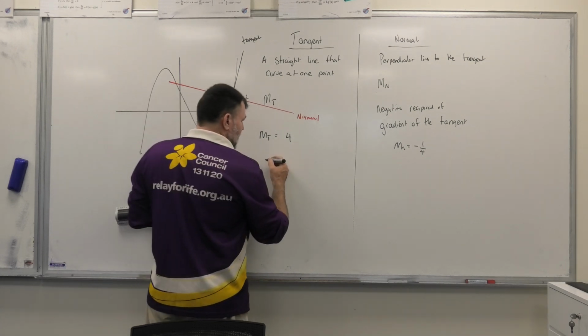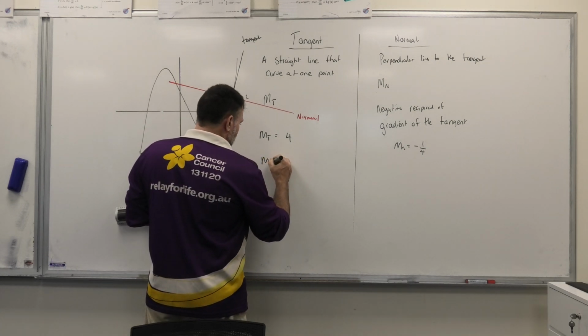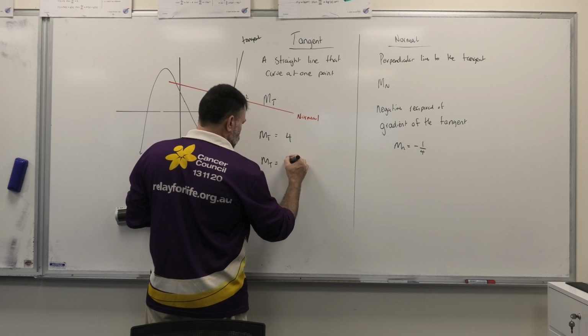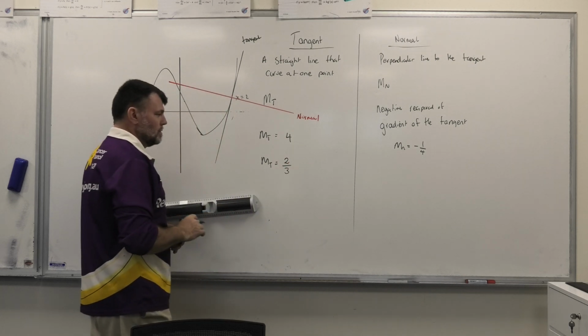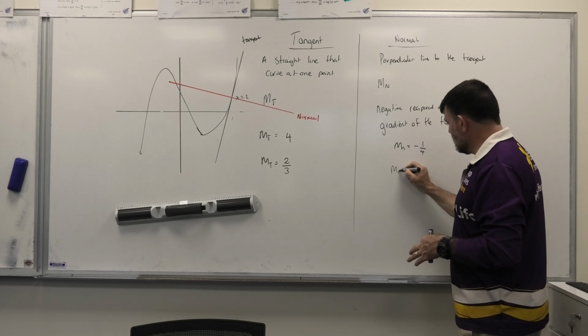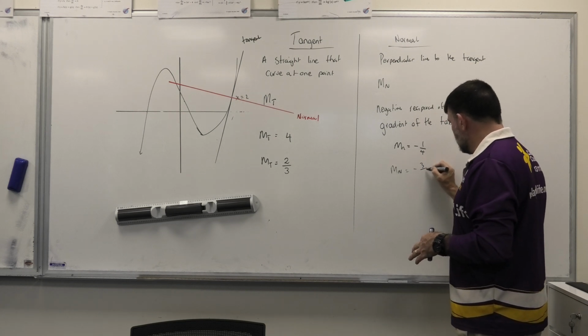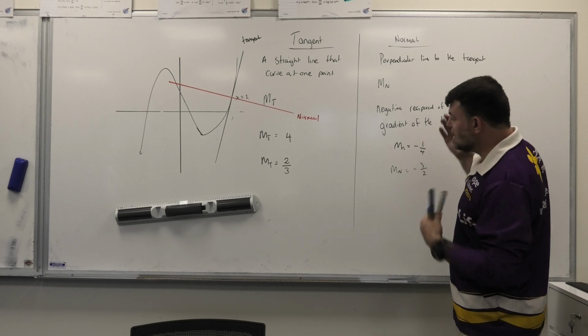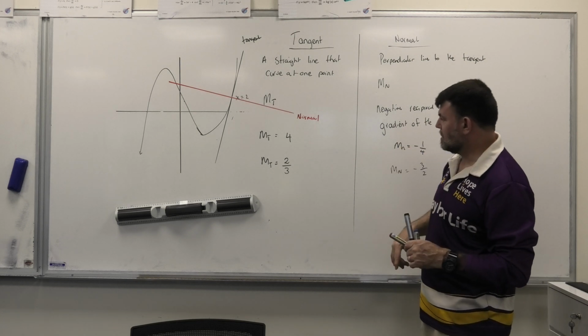Again, if the gradient of the tangent was equal to 2/3, then we have the negative reciprocal. So the gradient of the normal would be negative 3 on 2. So it's the negative reciprocal of this function.